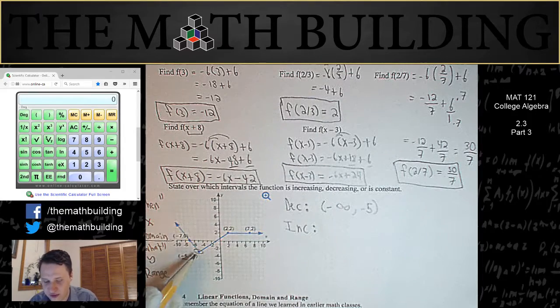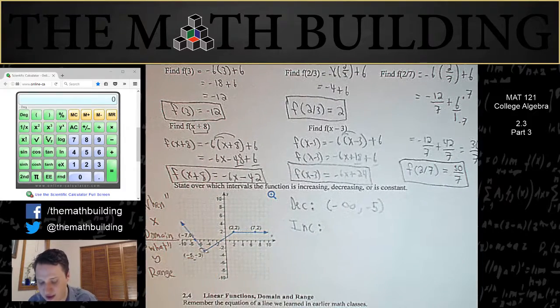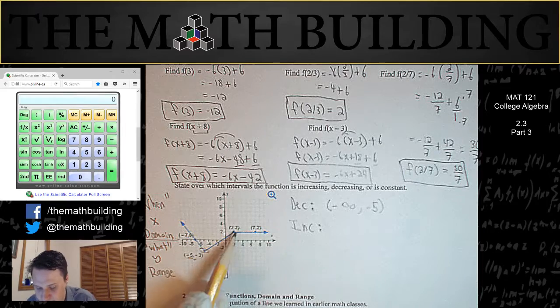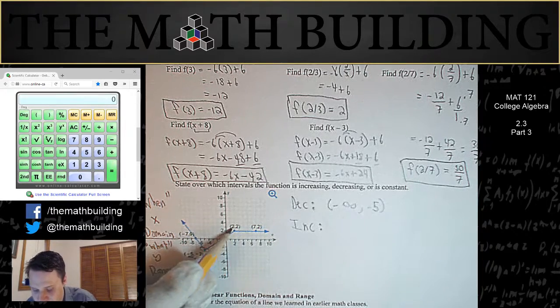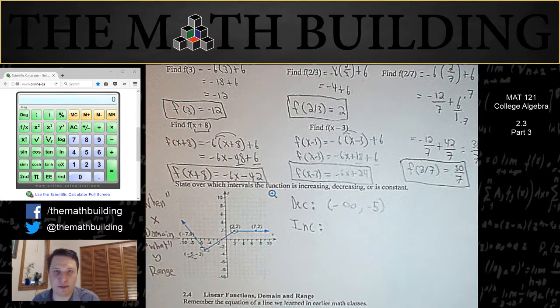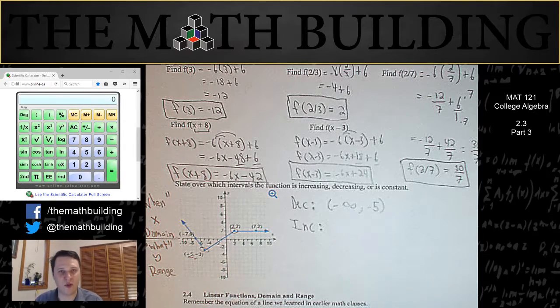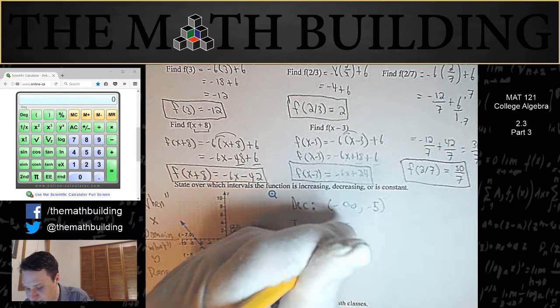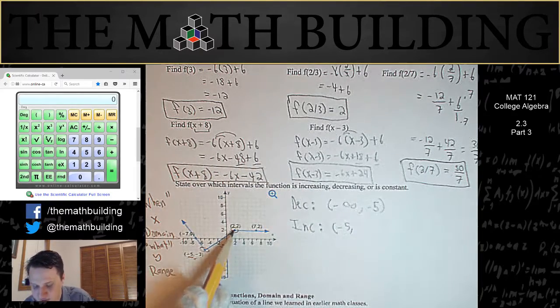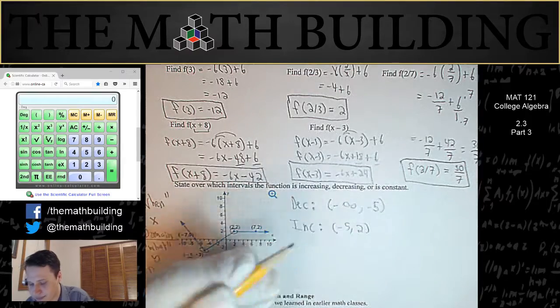So here's where it's decreasing. It's increasing looking at the x values from negative 5 to 2. And again, I would not include the endpoints of that interval because these are kind of sharp corners. It's hard to say what the graph is doing right there. So we're increasing from negative 5 to the x value of positive 2.